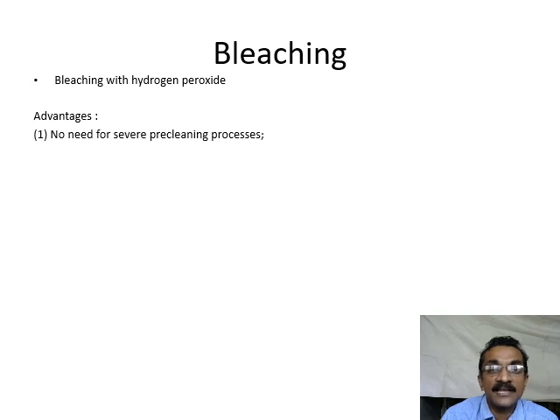This bleaching agent has some advantages. There is no need for a severe pre-cleaning process because bleaching is carried out at alkaline condition, and generally 90 to 100 degrees centigrade is the temperature taken for the bleaching. Many times, scouring and bleaching, both processes can be carried out combined, and therefore this bleaching does not require a very severe scouring process.